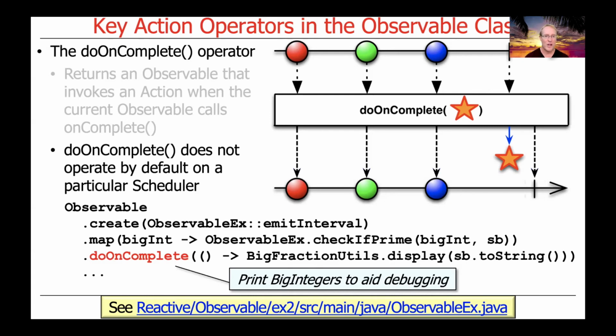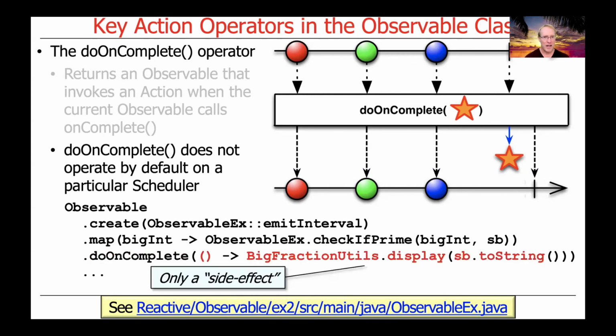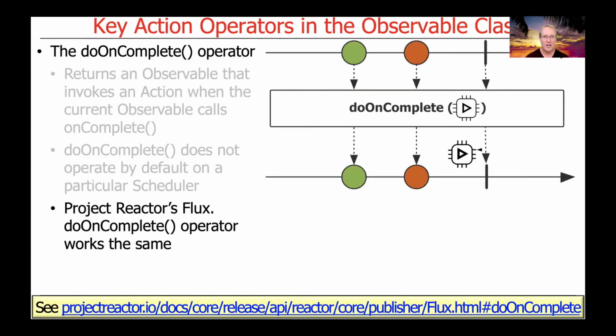So as you can see here, we have a similar example as we did before, where we're going to be emitting big random integers using the interval operator. And that's going to end up running in a background thread because remember, interval runs in a background thread by default. And then we're going to check to see if those numbers are prime. And assuming everything goes well, then doOnComplete will get called and we'll be able to have a side effect of displaying the results. So again, keep in mind that doOnComplete only works when things complete successfully, whereas doFinally is always called. Project Reactor has a Flux doOnComplete operator that works the same way as it does with RxJava's Observable.